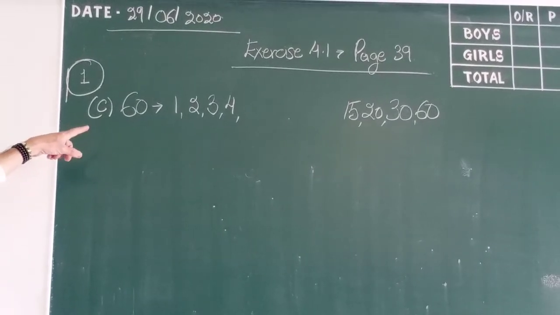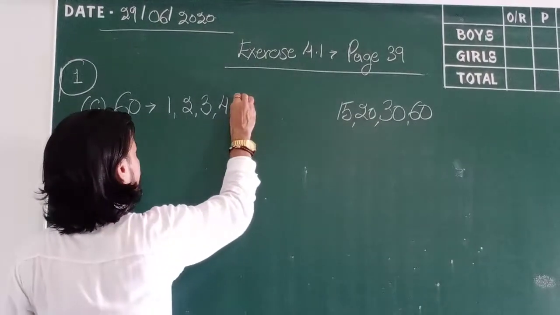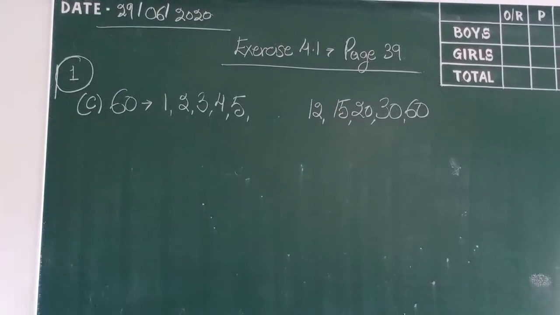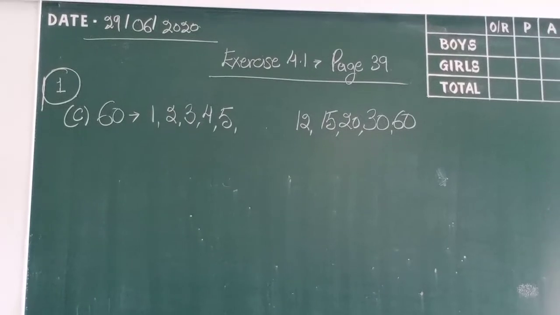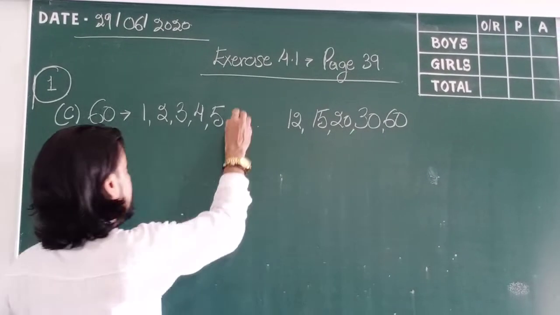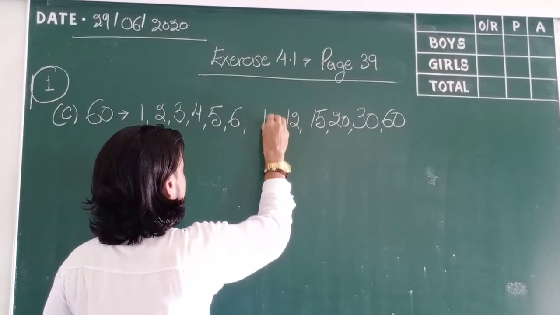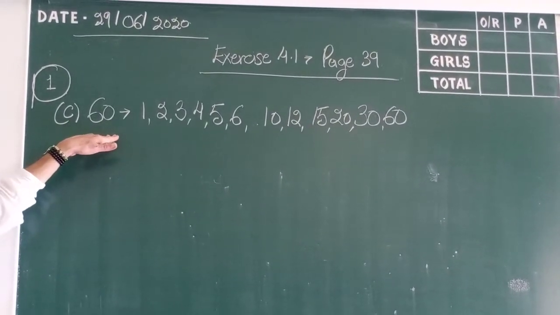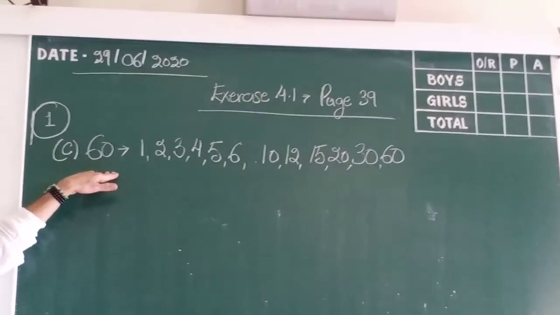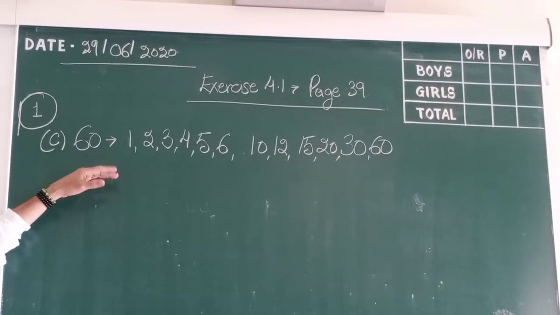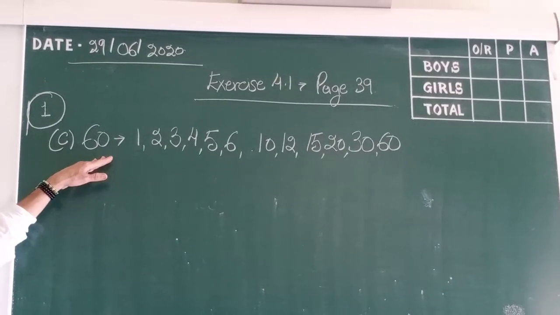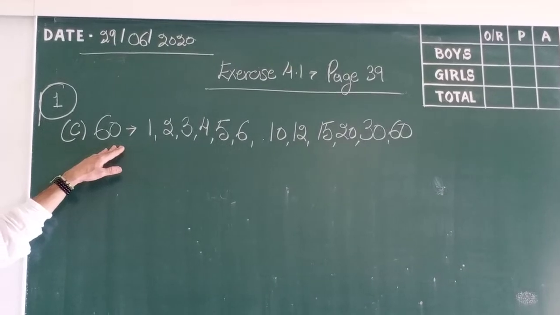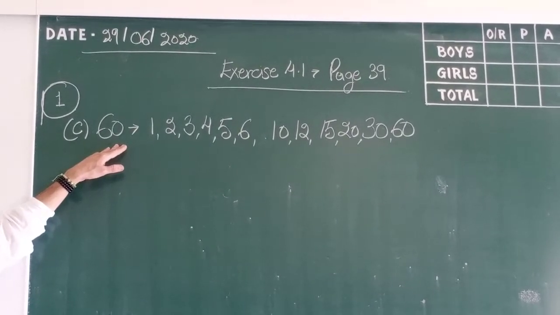Does 5 divide 60? Yes, because it's ending with 0. 5 twelves are 60. The next number, 6. Yes, 6 tens are 60. 7. 7 does not come in 60, and 60 does not come in 7 times. 8. No. 60 doesn't come in 8 times. 9. No. 9 also doesn't divide 60.